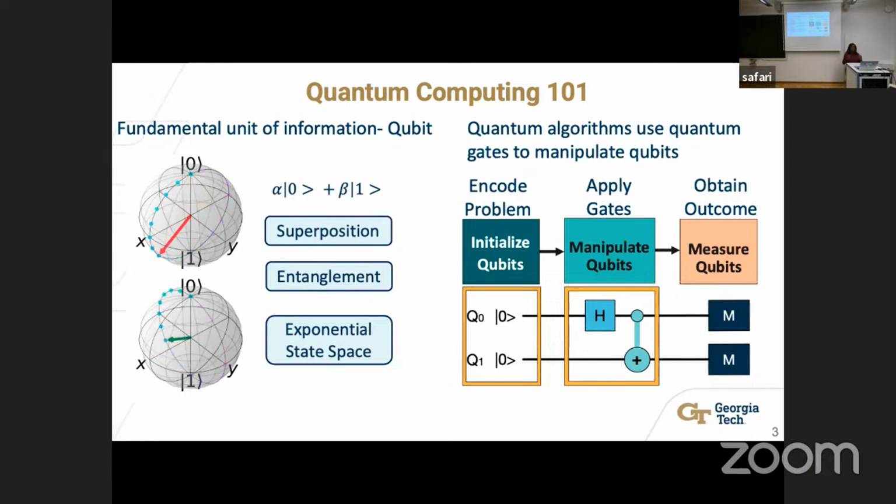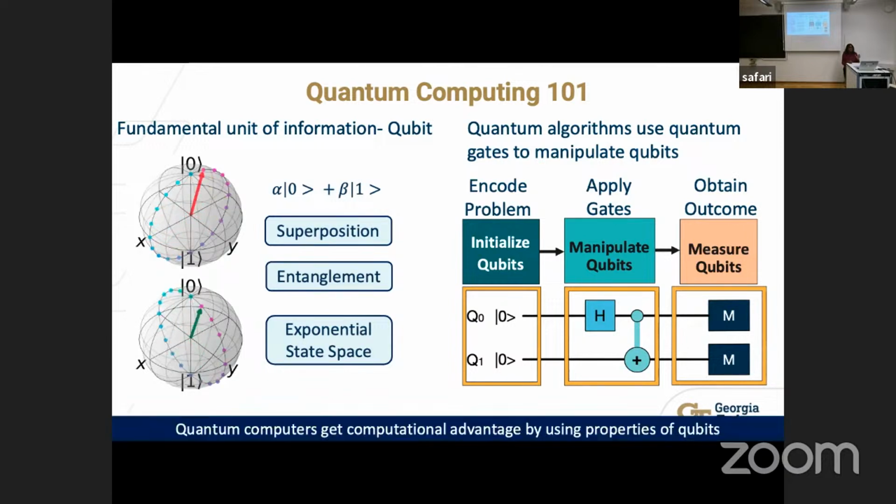The edge gate is a single qubit gate which operates on only one of the qubits. The other gate that you see here is a 2 qubit operation, or a controlled CNOT operation, that allows you to actually entangle the qubits, which is the property that you are trying to use. And then finally, once you do your computations, you measure the qubits. So this is a little background about how quantum computers get their computational advantages by using these properties of quantum bits.